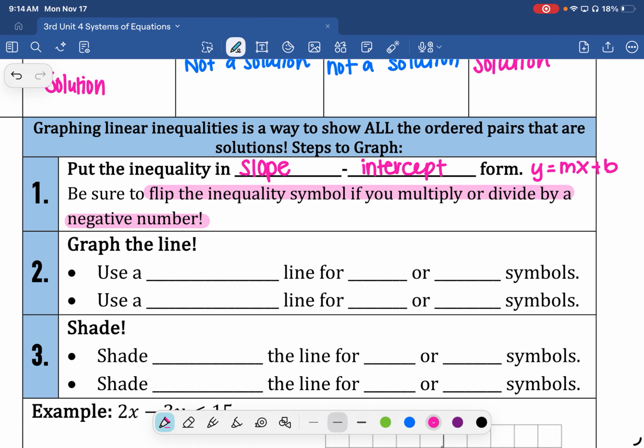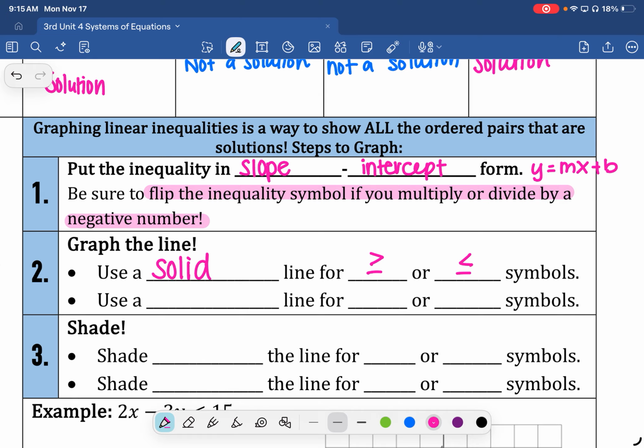We are going to use a solid line for greater than or equal to or less than or equal to. Whenever we have the equal to part, we are using a solid line. Just like when we graphed inequalities before, we used a closed dot. A solid line is a closed point.